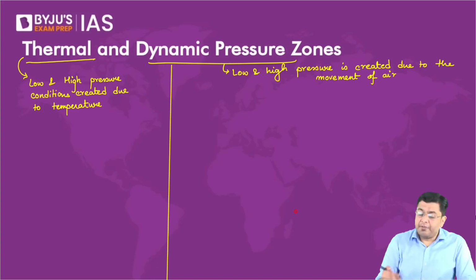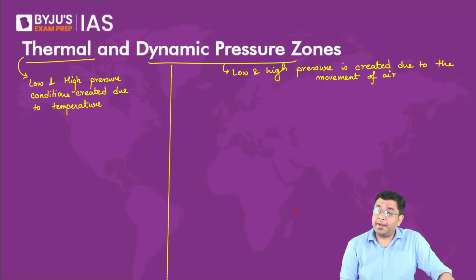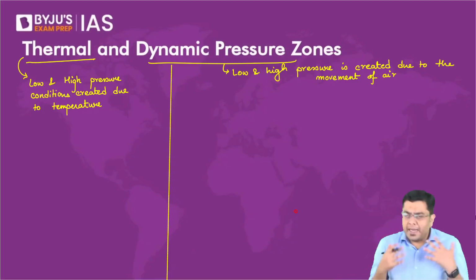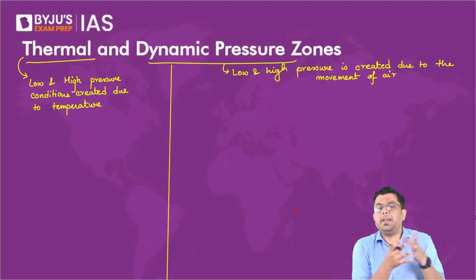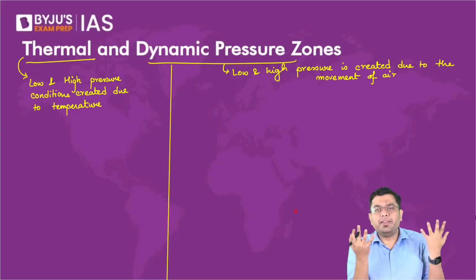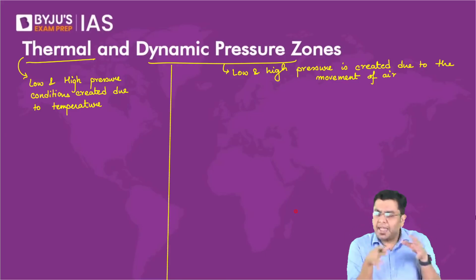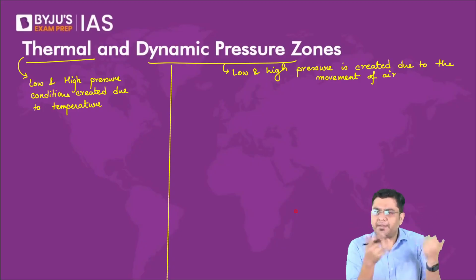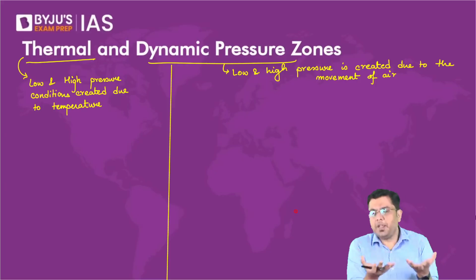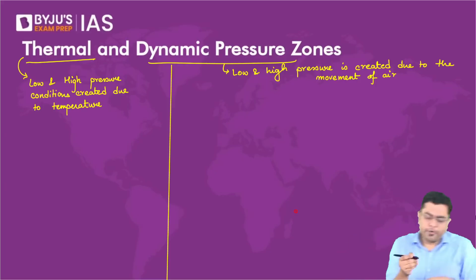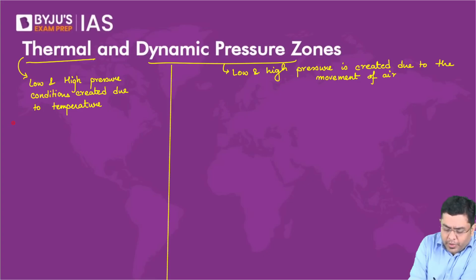Now, when we talk about the thermal conditions and the dynamic conditions, first of all, talking about the thermal conditions, which we have already talked about. Any region which gets heated up will heat up the air above it. So the air density will get lower. That means the air will get lighter and it will rise up, creating low pressure. Any air parcel which gets cooled down means more particles will be contained in that air parcel, and that will increase the air density, it will increase the weight, it will sink down, creating a condition of high pressure.